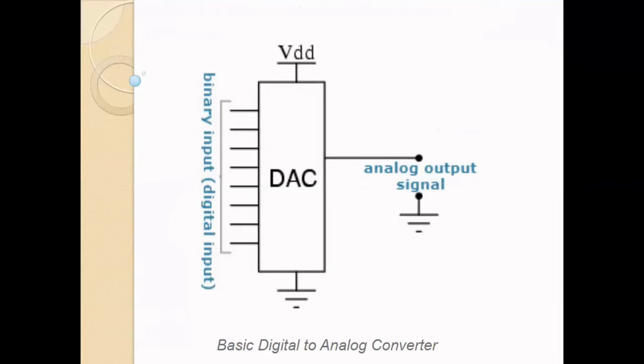If you want to convert any digital signal into analog signal, we need a DAC. DAC is nothing but a digital to analog converter. This is the basic block diagram of a digital to analog converter. At the input of the DAC, you have to give the digital signal. It will convert the digital signal into the corresponding analog signal.